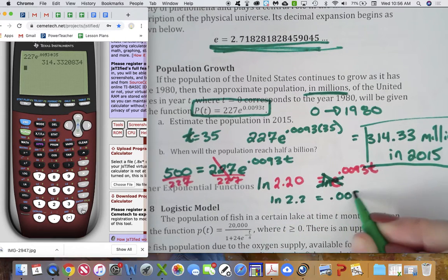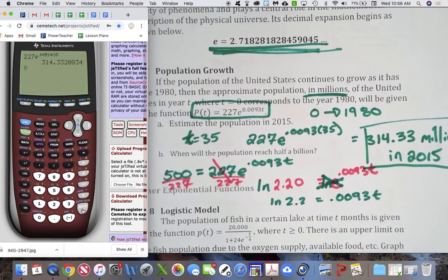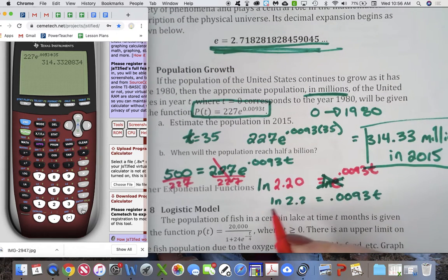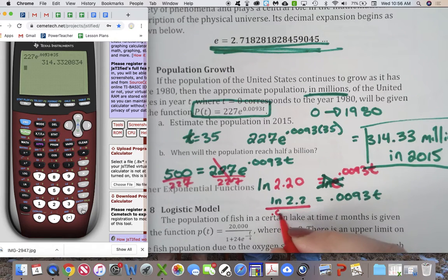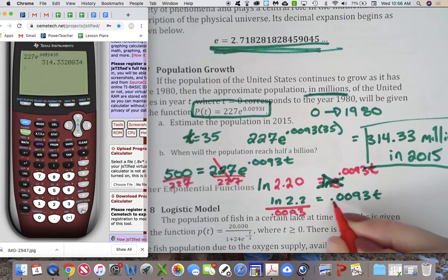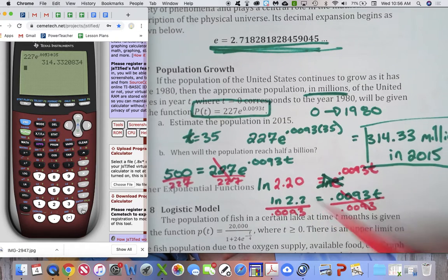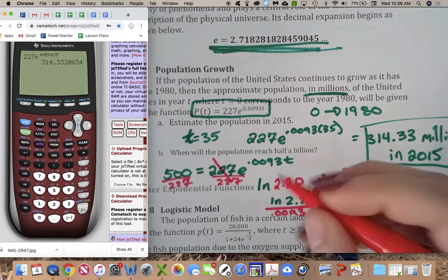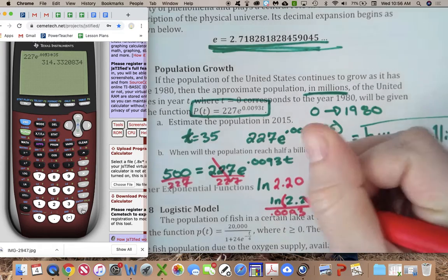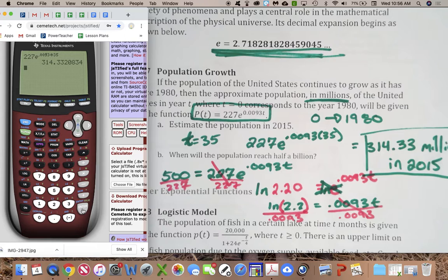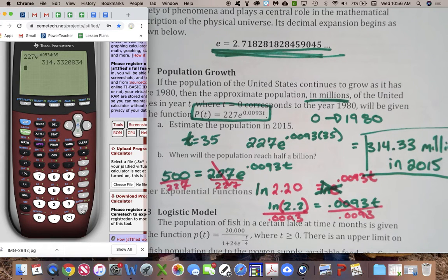0.0093t. And how do I get t by itself? Divide by 0.0093 on both sides. Now, if your calculator opens a parenthesis when you press the ln button, make sure you close it after the 2.2. If your calculator, when you type in the ln button, opens a parenthesis, you're going to have to close the parenthesis to do 0.00 whatever.